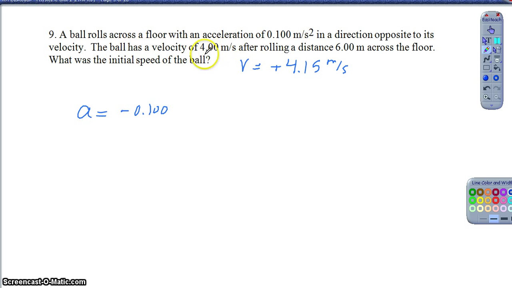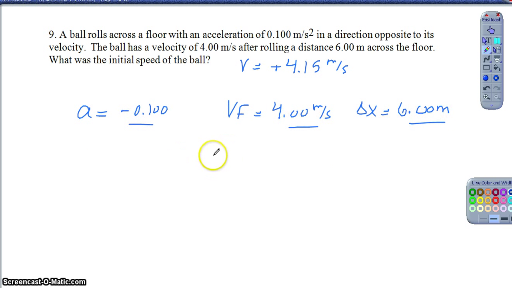So they're giving me the final velocity, which is 4.00 meters per second. And then they told me the displacement, that after 6 meters it had rolled across the floor. So at this point, this is a pretty easy kinematics equation. You have 3 of your pieces of information, so you could go back through and find either the initial velocity or the time if need be. In this case, they want us to find the initial velocity. So relating these 3 to the initial velocity, the easiest equation is my final velocity squared equals my initial velocity squared plus 2a delta x, my change in displacement.